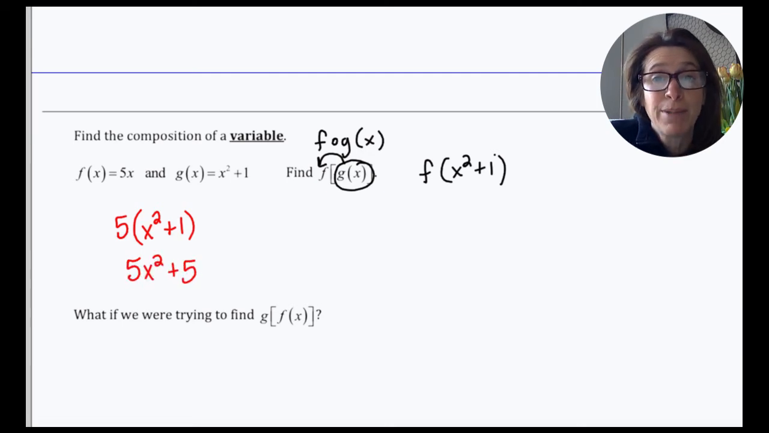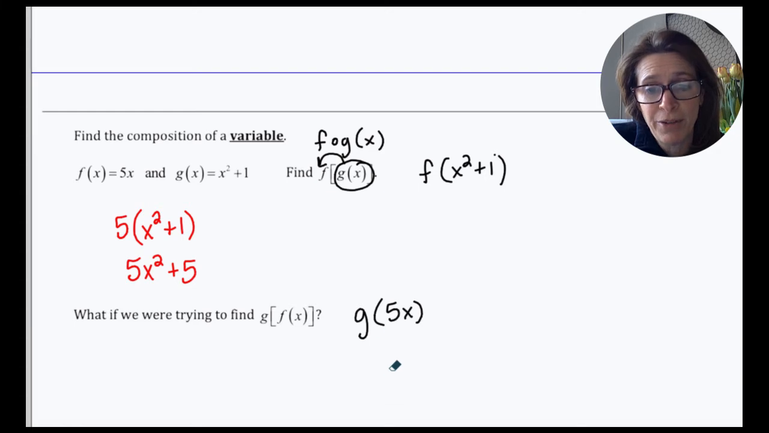Now, remember composition, you're putting the inside in first, so the order actually does matter. So if I were to try g of f of x, that would mean I'd want to find g at 5x. So I would put 5x into the g function, I'd square it, and then I'd add 1. So that would give me 25x squared plus 1.